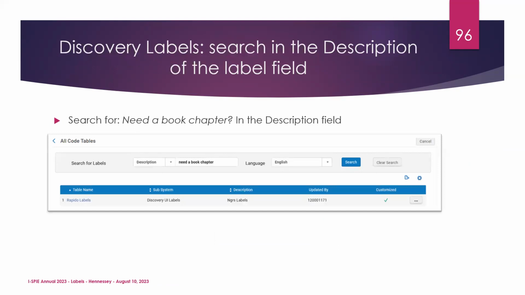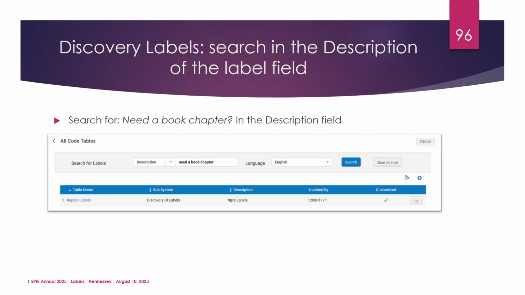So we're looking for the text, need a book chapter. So we're going to search that across those 89 tables. And luckily, it only had one result. It's only in one table, and it's in the Rapido labels table. It isn't always going to be in the Rapido labels table. You'll see things in my library record and things like that. There's a lot of other tables it might be in. But this tells me in this result, it's in one table.